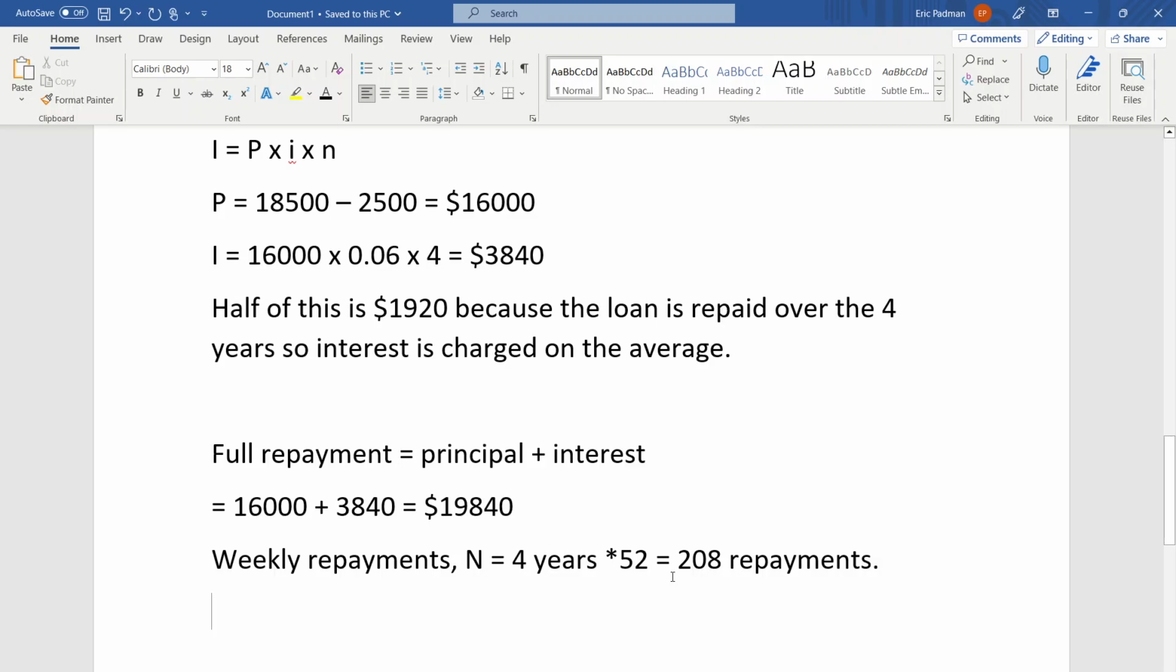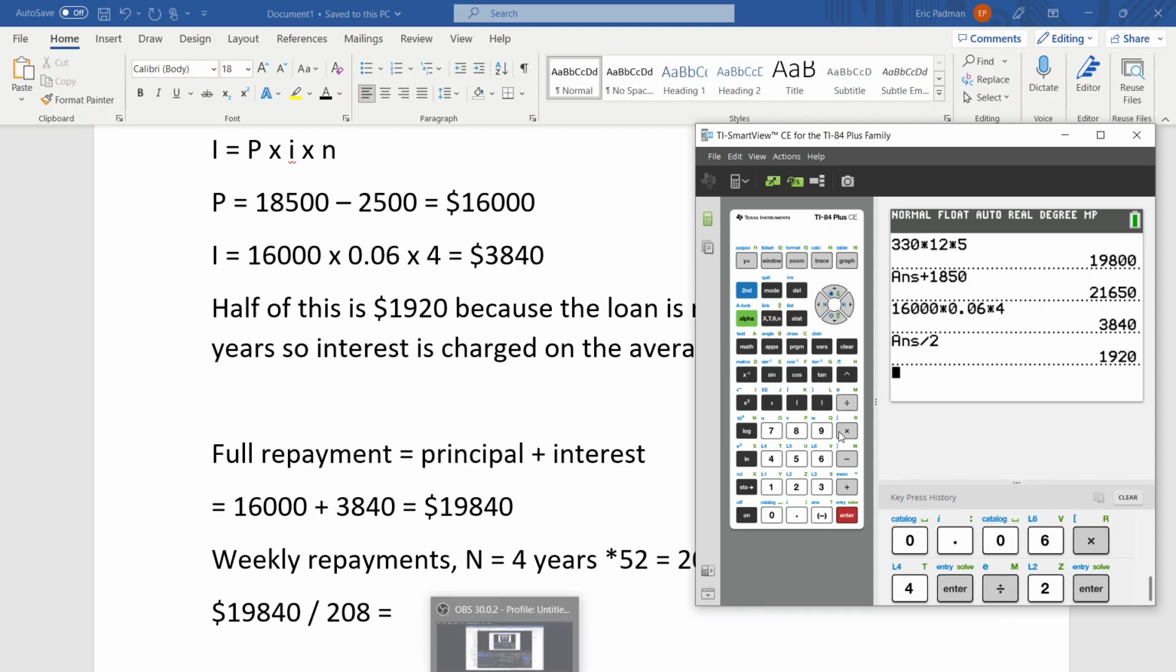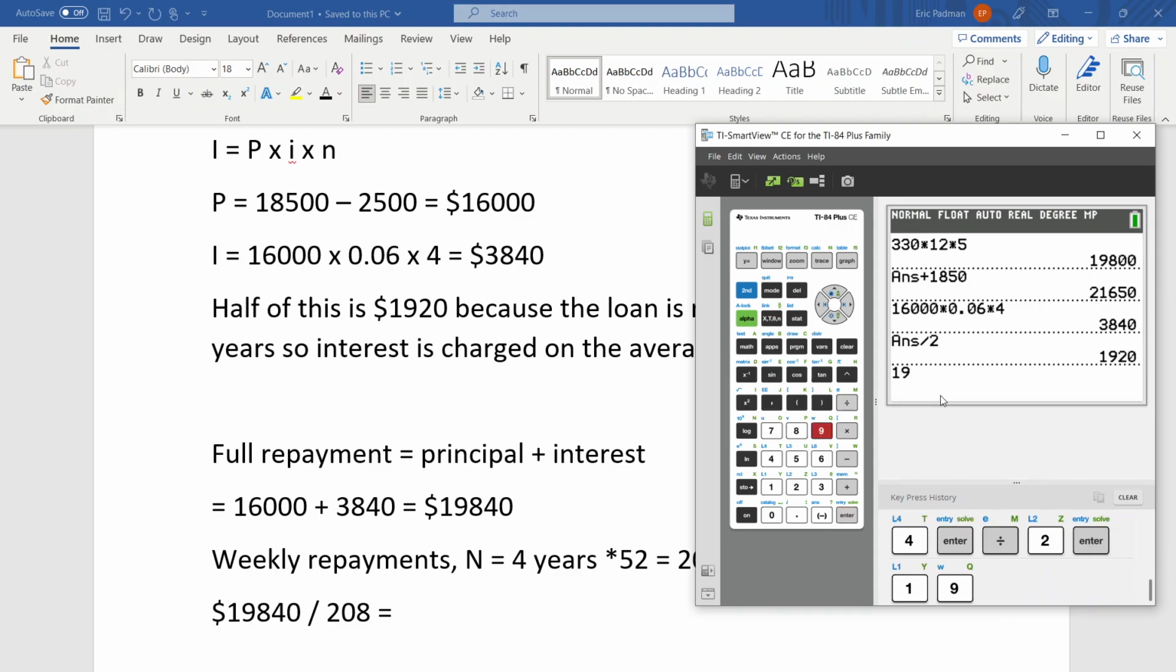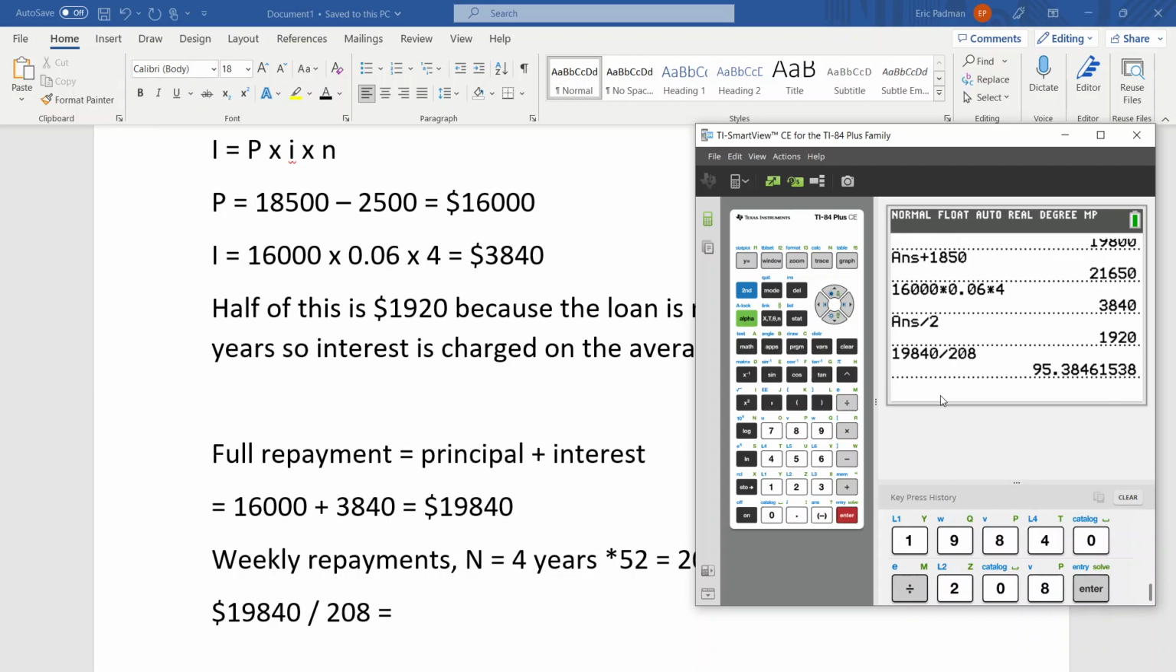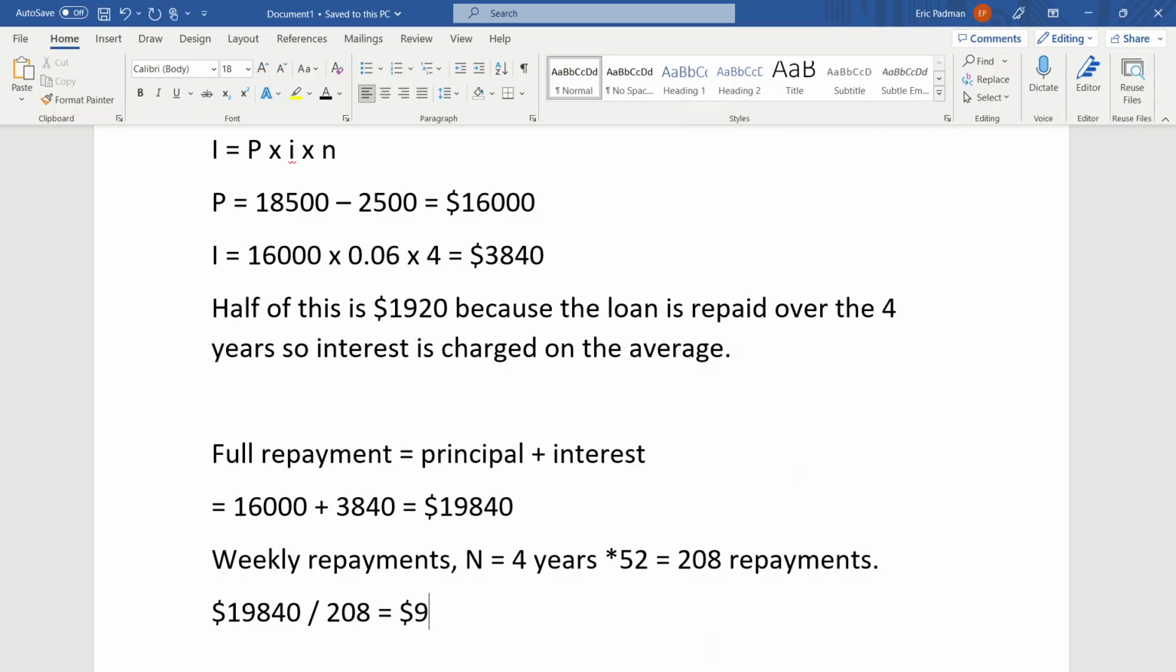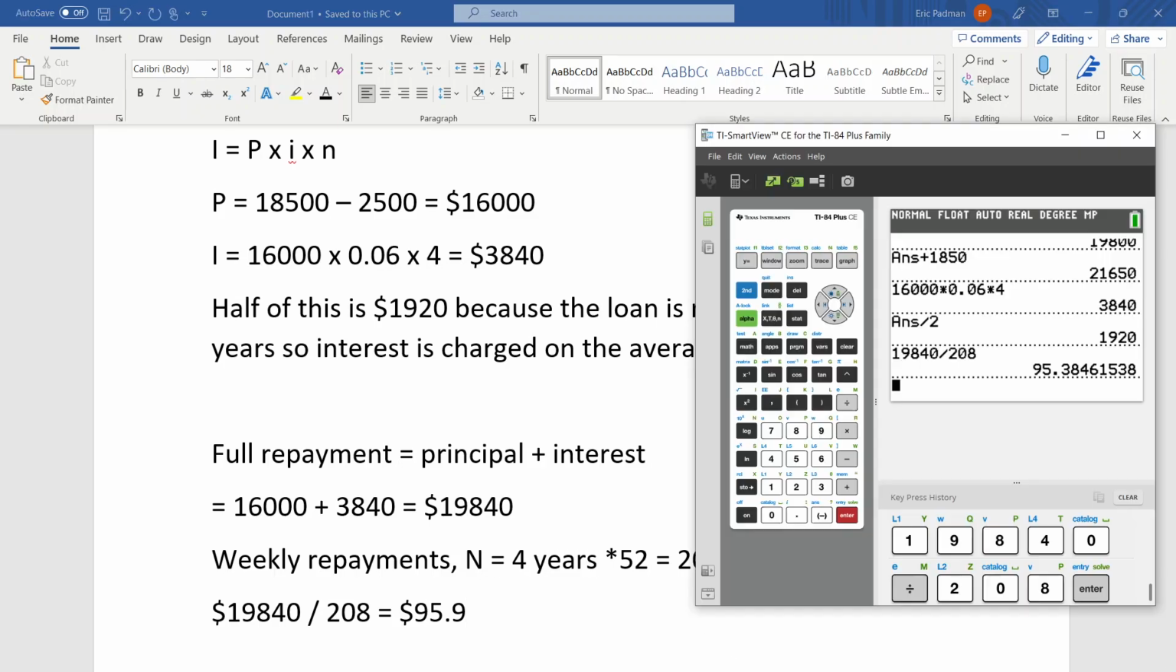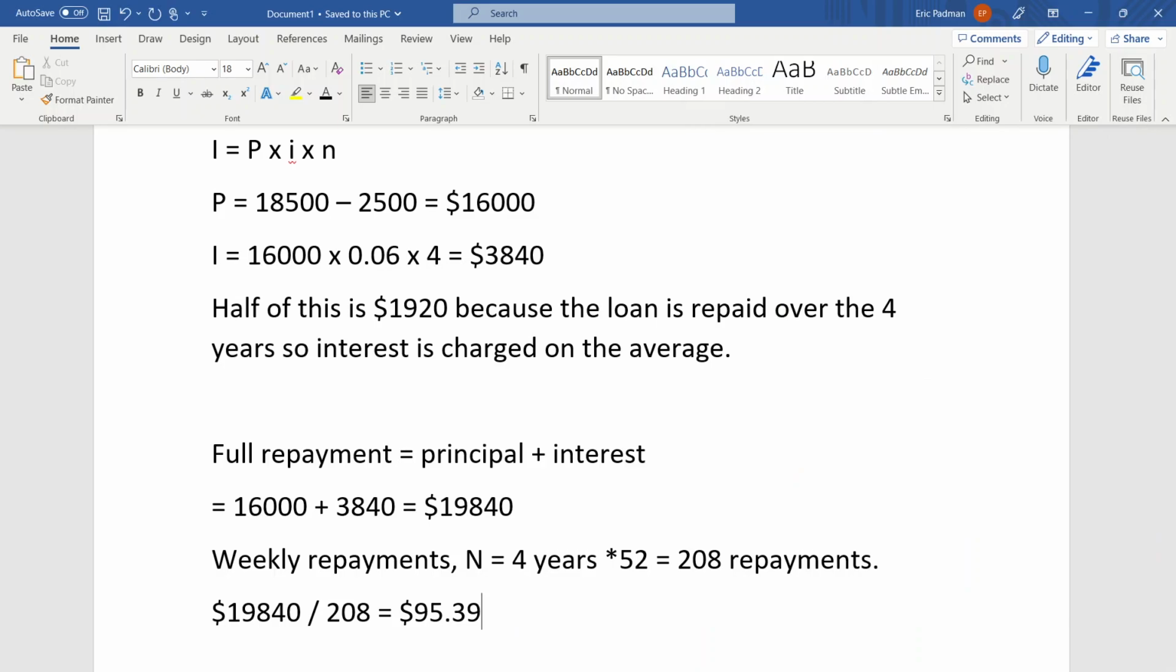What does that mean? We'd have $19,840 divided by 208 payments. Let's take that value and divide it by 208. That's about $95, and I'm going to round up because I need to repay it. So $95.39 is what you're going to be repaying.